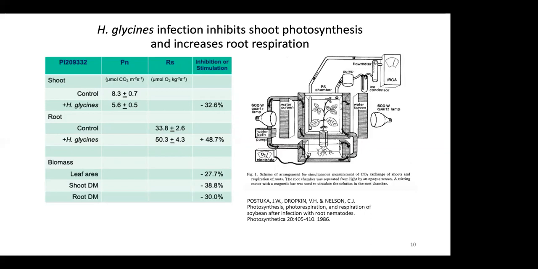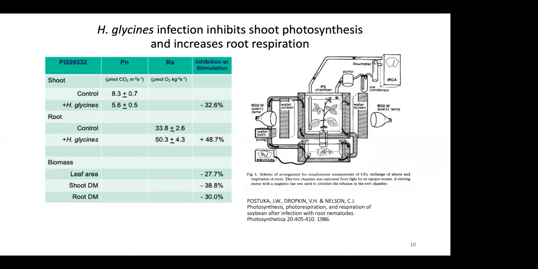Well, the numbers are striking if you look at the table on the left, which I extracted from that paper. The idea is to compare the capacity for photosynthesis, which is that PN column. There's roughly, in this experiment, a 32% reduction in the capacity to fix carbon on a leaf area basis. That's not the whole plant, that's leaf area basis, all right? That's a big reduction. The root had almost a 50% increase in respiration.